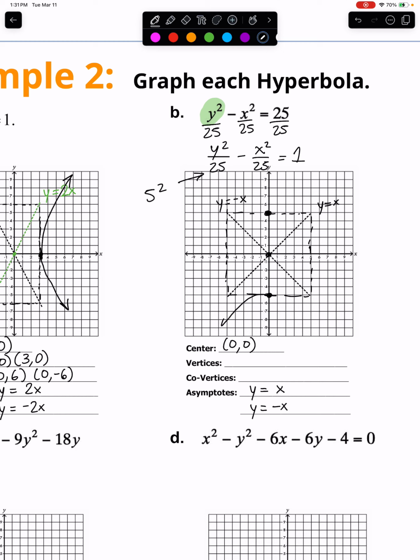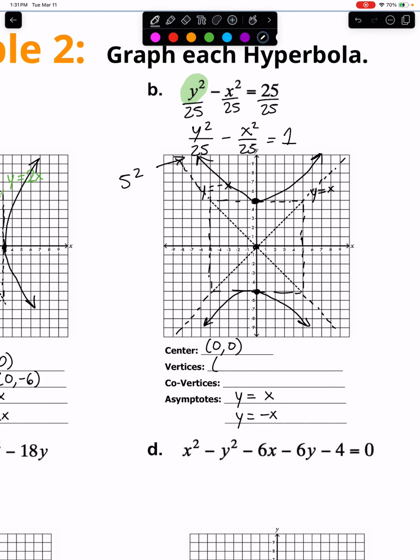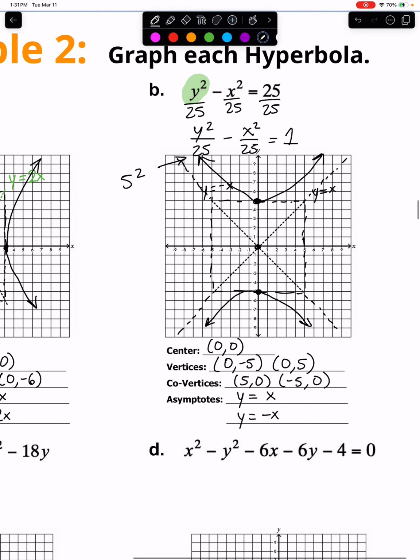You're going to get kind of close to where those asymptotes would eventually hit. And if you want, you can extend this dashed line to see where your asymptote, your barrier, essentially, is. Pause and graph like this and graph like this. There we go. So my vertices are going to be 0, negative 5 and 0, 5. My co-vertices are the opposite ones. So 5, 0 and negative 5, 0.